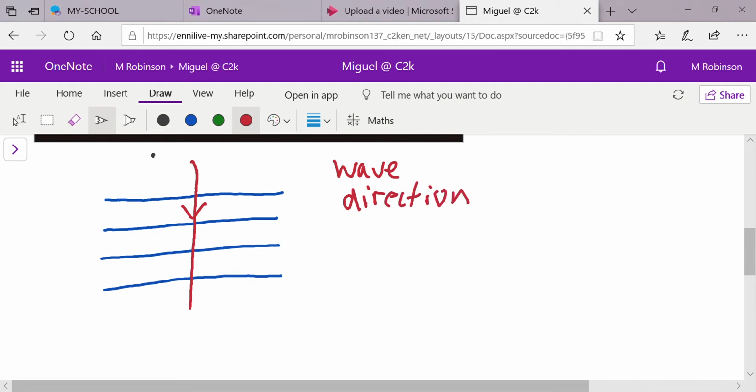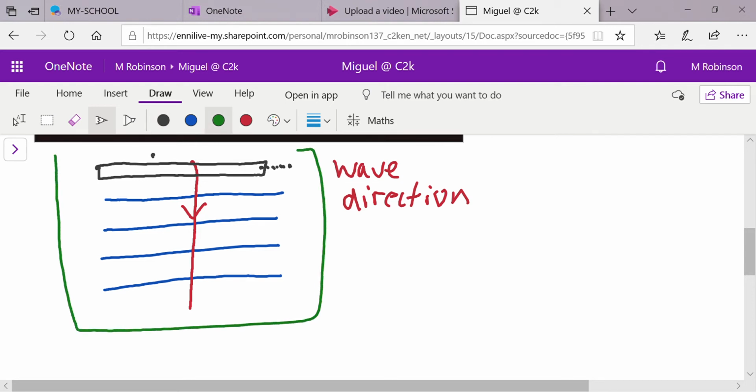If you could see the little device with the motor on it that was making the waves, the little wooden device that would be there, I've drawn it in black. It's vibrating away and it's sending these waves down the ripple tank. If I drew the ripple tank in green, the whole thing would be like this, and the waves are inside the ripple tank.